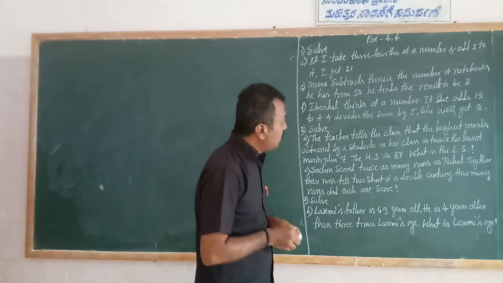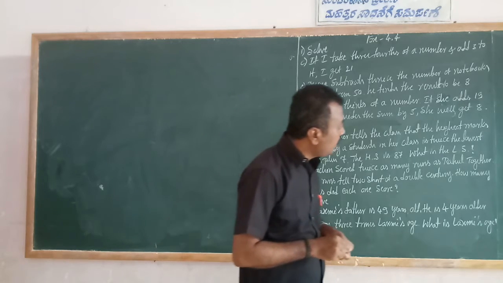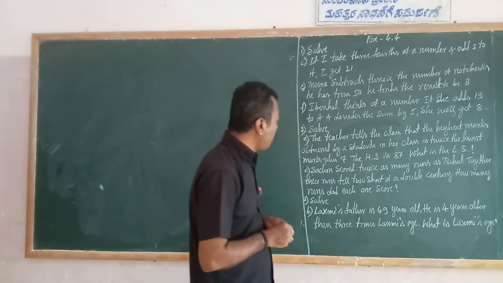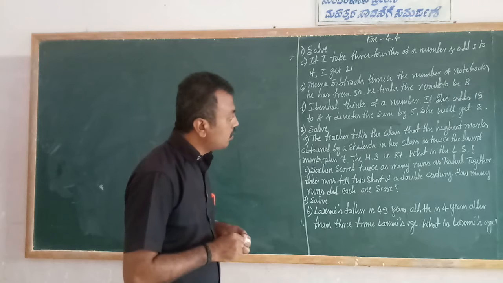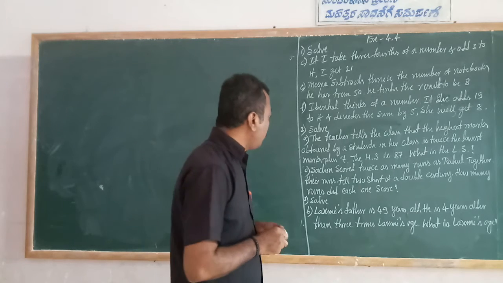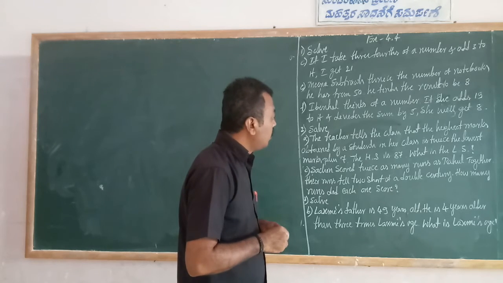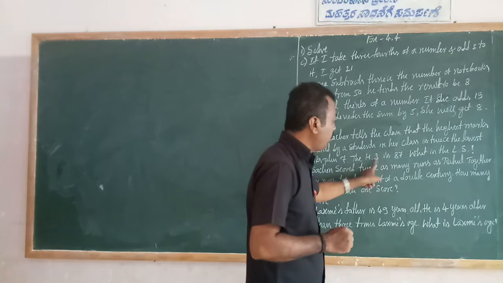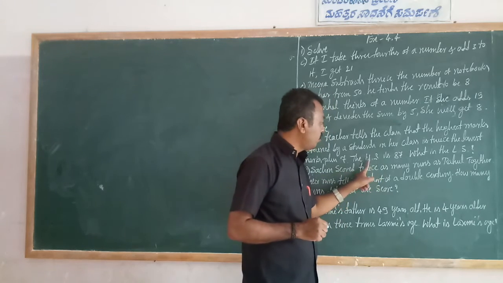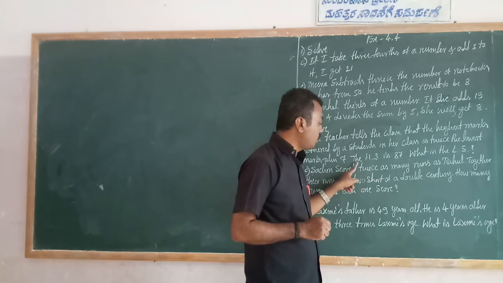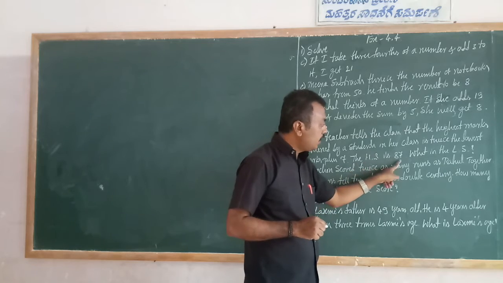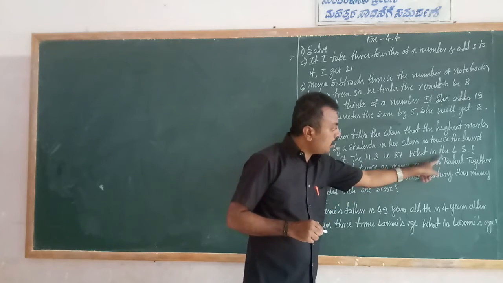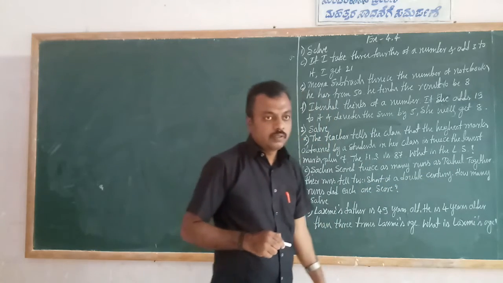The teacher tells the class that the highest marks obtained by a student in her class is twice the lowest marks plus 7. HS means highest score, I will write it in short form. The highest score is 87. What is the lowest score? LS means lowest score.